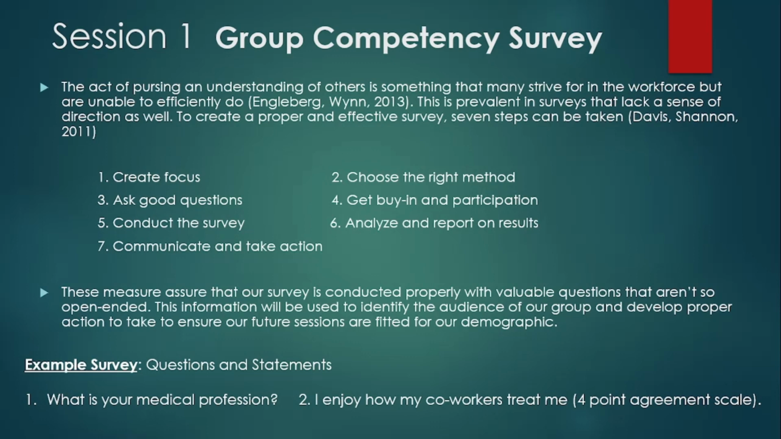Step 5 is conducting the survey, which involves the process of providing the survey to the participants and receiving their results. Step 6 is analyzing and reporting the results, which is the process of turning the participants' results into data that will be analyzed and used to effectively conduct the rest of the sessions. And finally, Step 7, which is communicating and taking action, which describes the act of what will be done with the information gathered in Step 6.